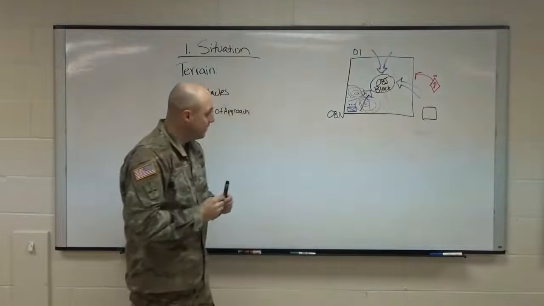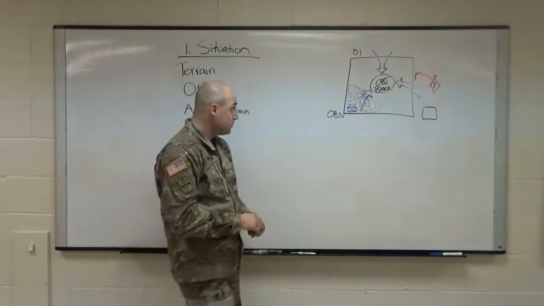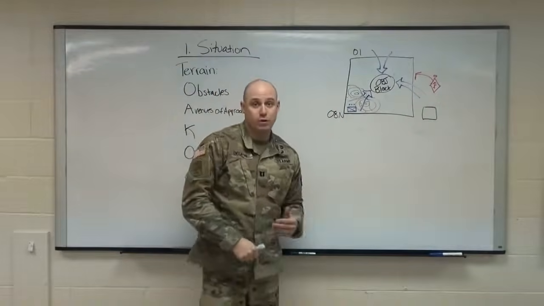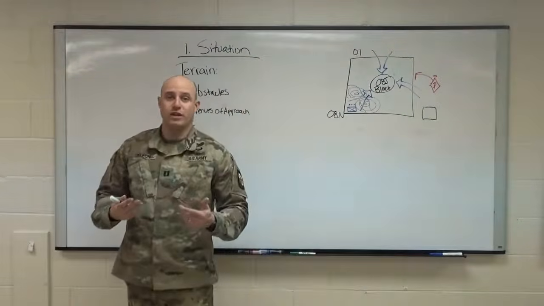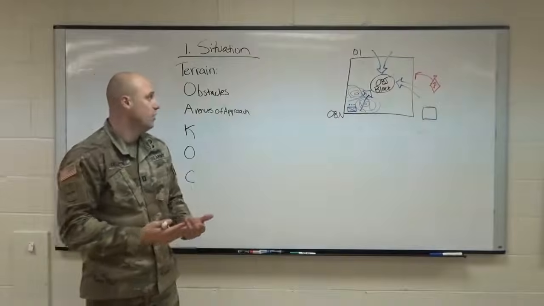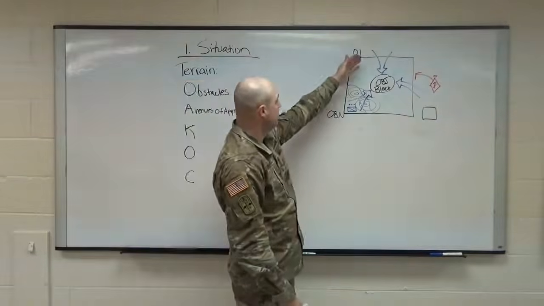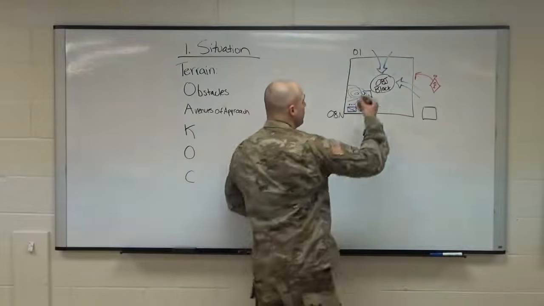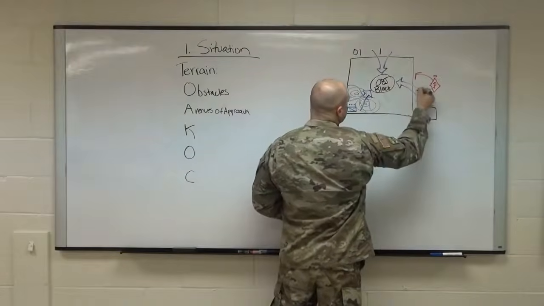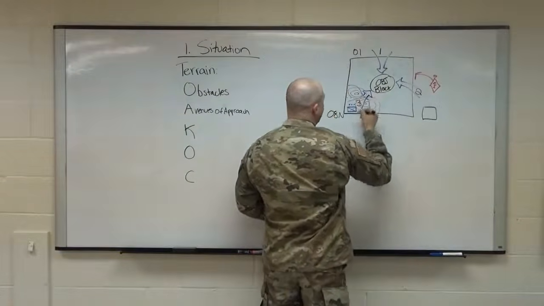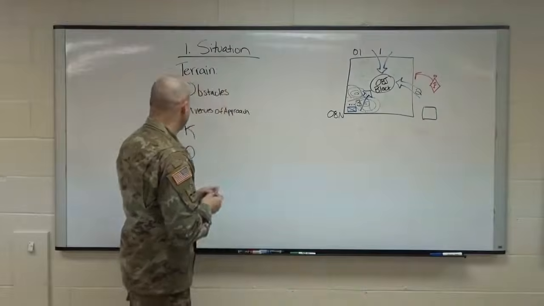Now, if we get into the analysis real deep, we start identifying which avenues of approach the enemy is going to use as opposed to which avenues of approach the friendly is going to use. But for now, we just have avenues of approach. We have three of them, so we're going to label them now. This is AOA 1, this is AOA 2, and this is AOA 3. That's how we're going to discuss them here.